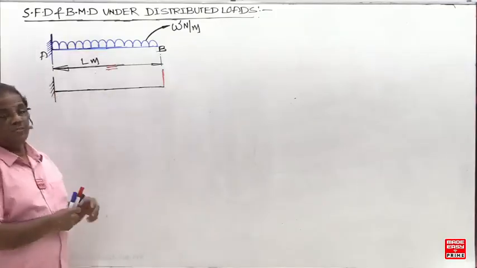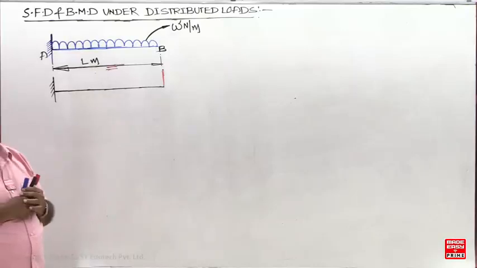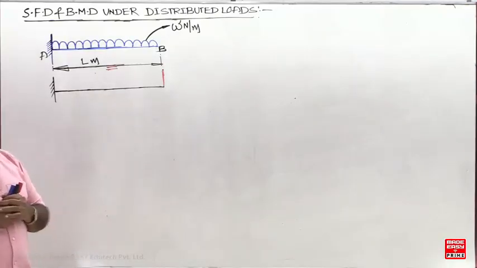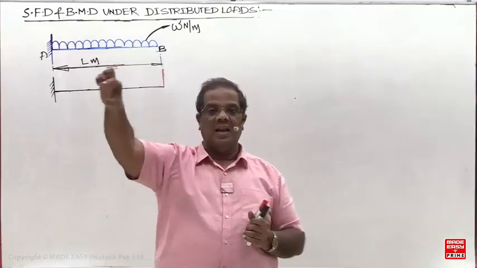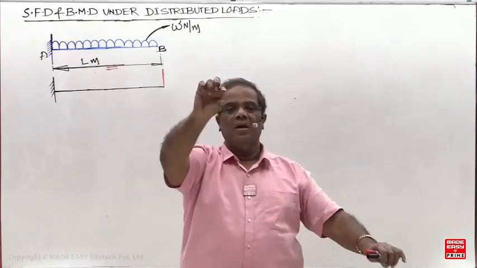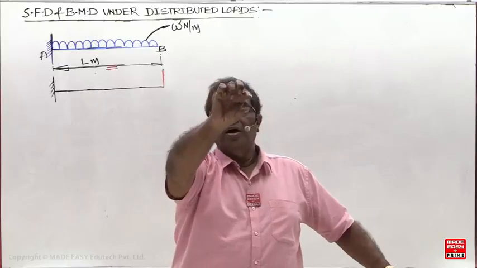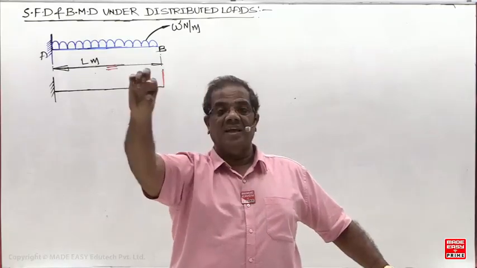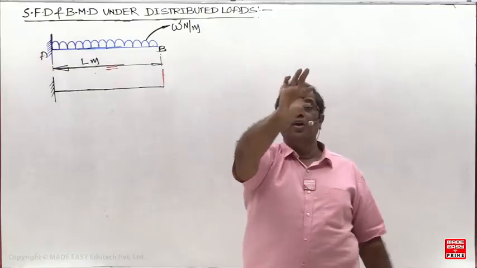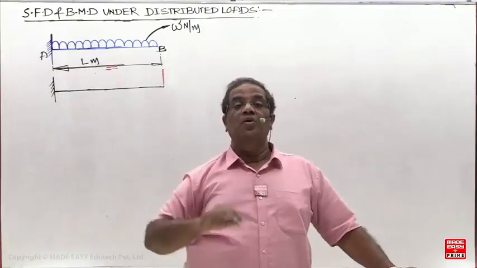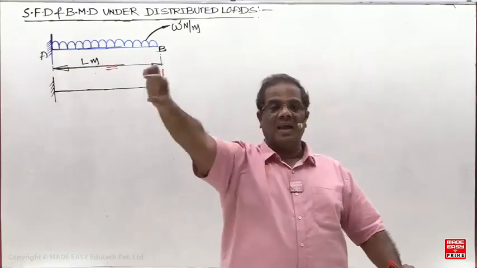So in most textbooks, the UDL is represented like this. But the actual representation of a UDL is a rectangle. UDL means uniformly distributed load. What is this small w called? A load intensity. Uniformly distributed. So UDLs are represented by a rectangle.